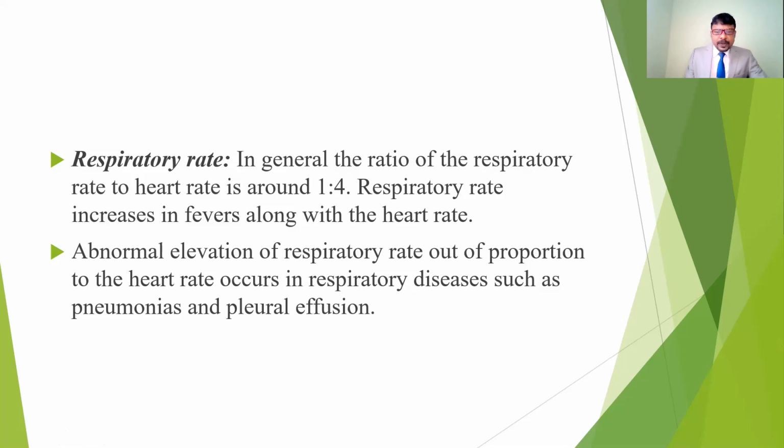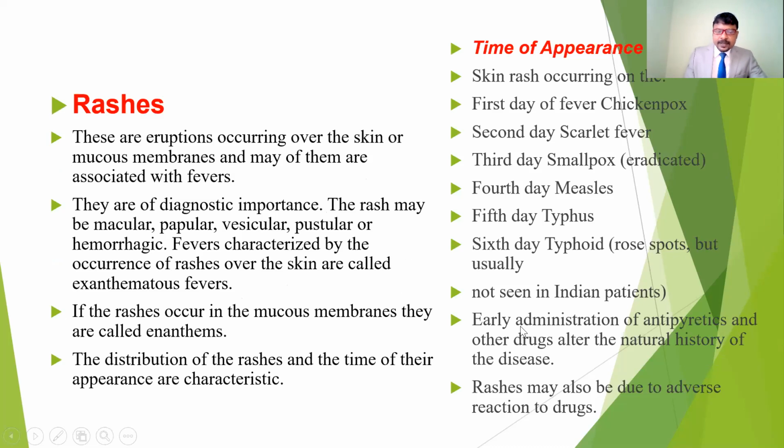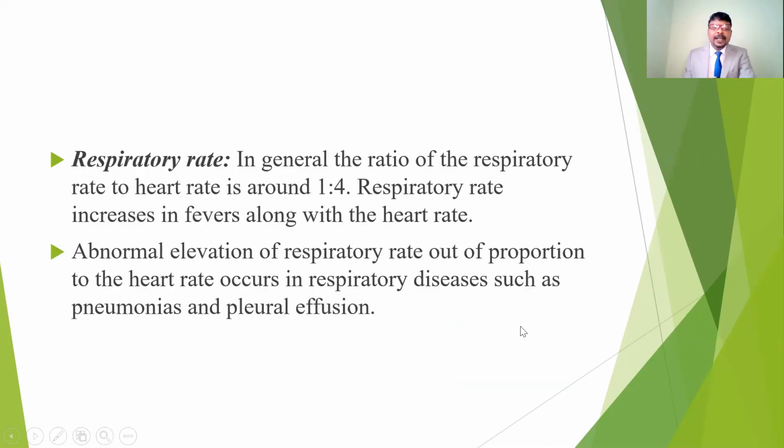Abnormal elevation of the respiratory rate out of proportion to the heart rate occurs in respiratory diseases such as pneumonia and pleural effusion. Pneumonia is an infection of the lung, and pleural effusion is an accumulation of fluid in the pleural cavity, the covering layer surrounding the lungs, so there may be an abnormal heart rate as well as respiratory rate.